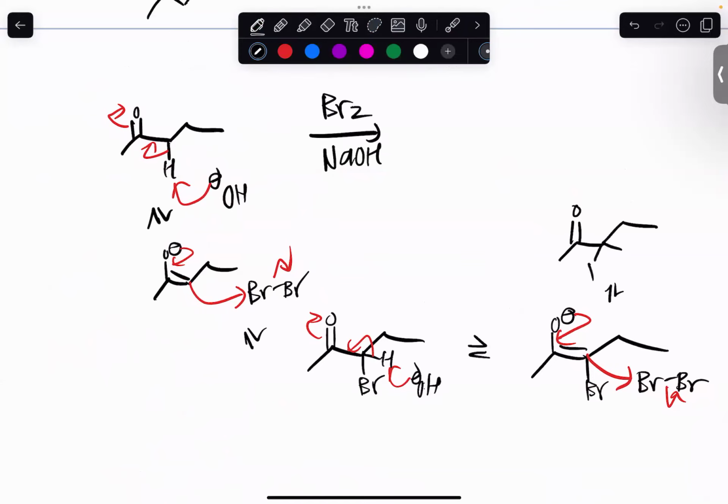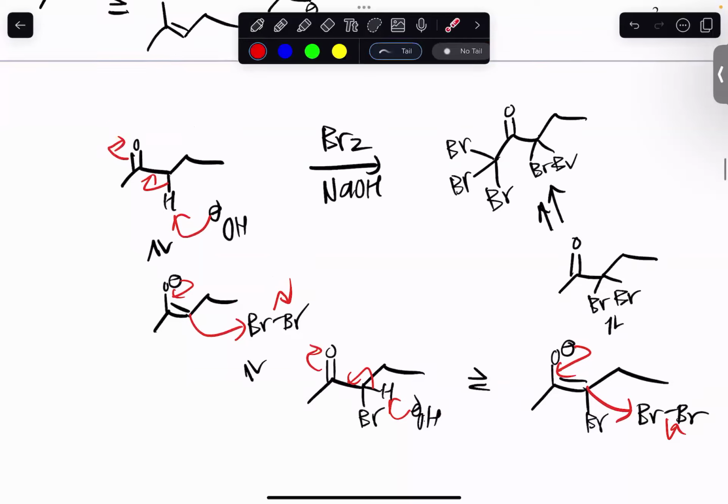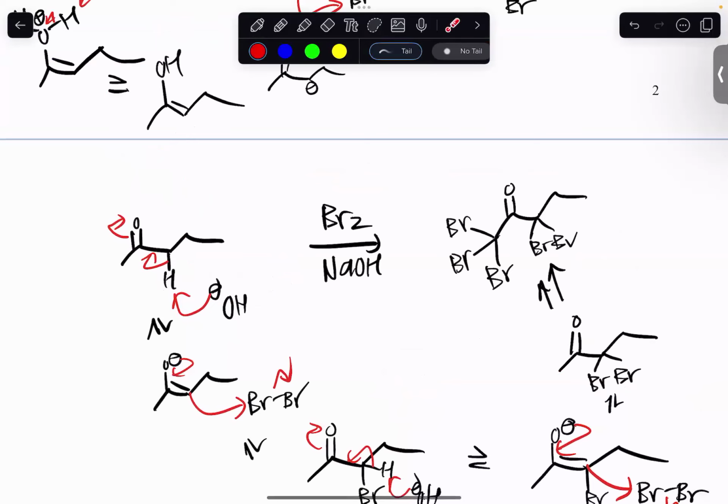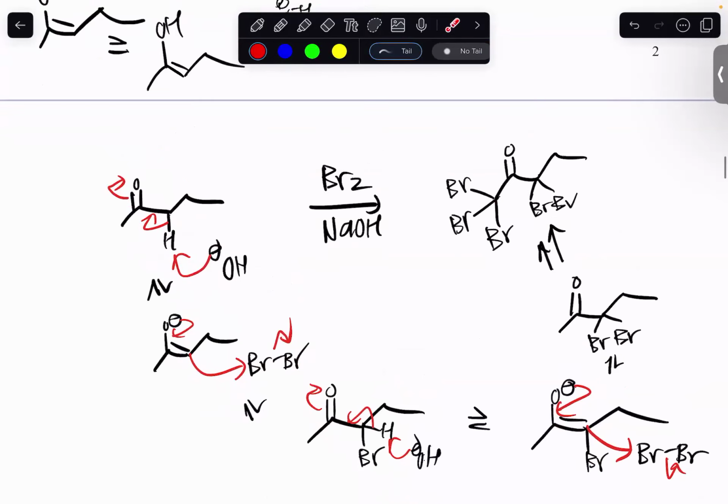So that's why we get two bromines here. And then it will keep going on. We repeat that: more base attacks the alpha proton on the other side. But then wouldn't that bromoform leave? Oh, bromoform leave. Let's see. X3. Let me double check this.